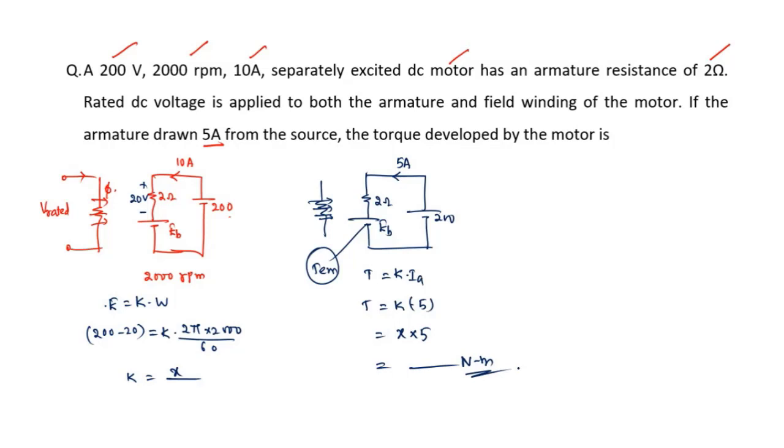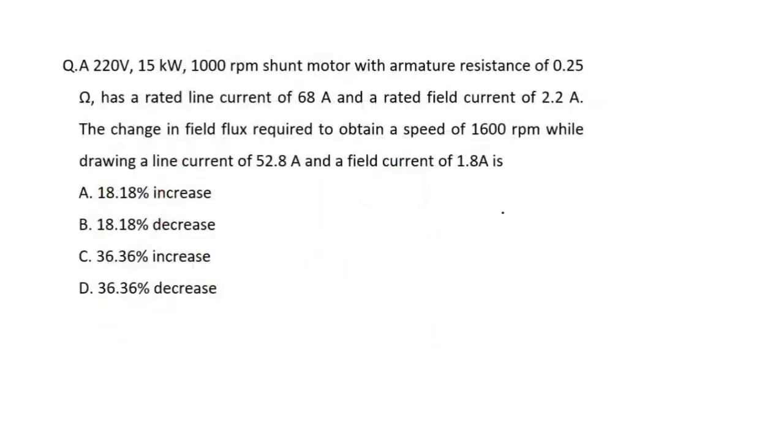That's it. So it's all about K calculations. Many questions can be solved with these two equations: E is equal to K phi omega, T is equal to K phi Ia. And there will be questions on speed control also.